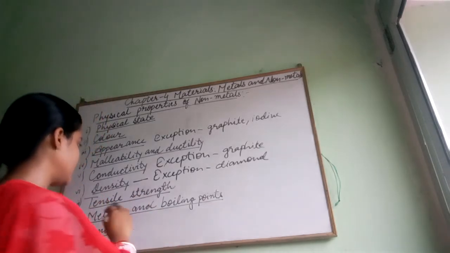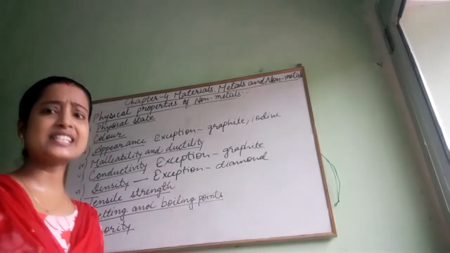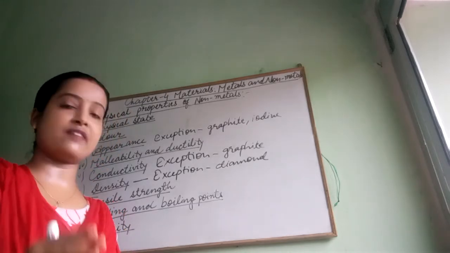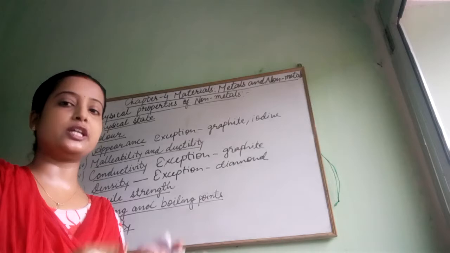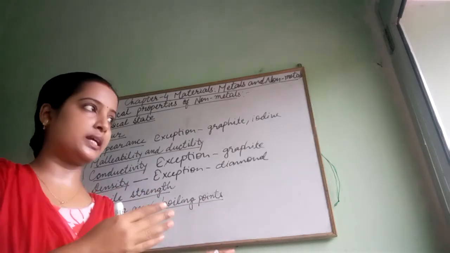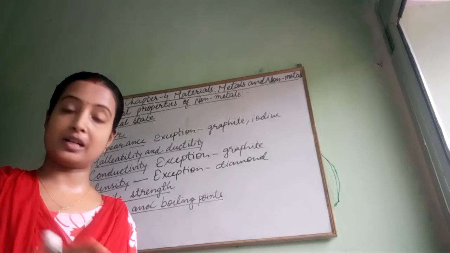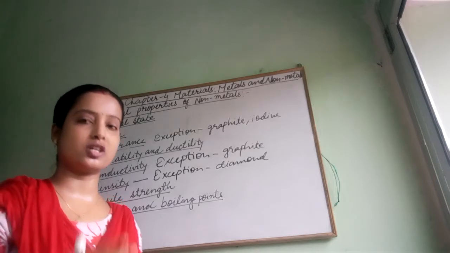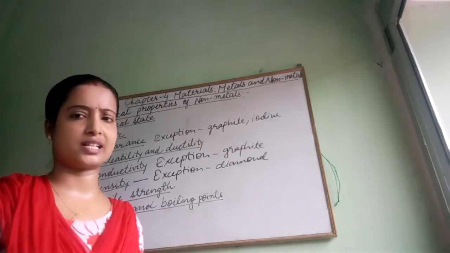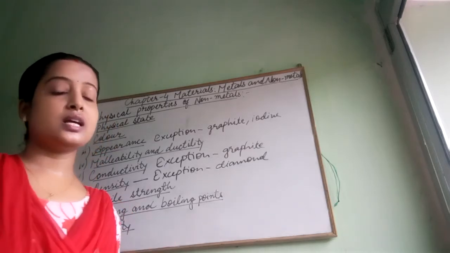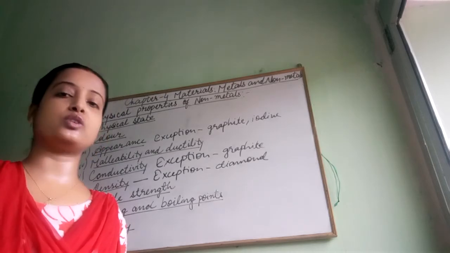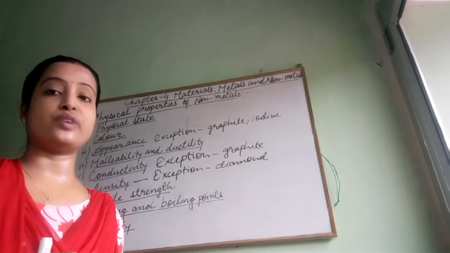Now comes to the next property, that is the tensile strength. As I have already told in the context of metals, metals have high tensile strength. That means they can bear very heavy load. They are strong. That's why for making buildings and bridges, you can see that iron is used because it has high tensile strength. Not only iron, but different metals also have high tensile strength. But non-metals do not have high tensile strength. They break into pieces. If you give stress to them, they are not very strong.